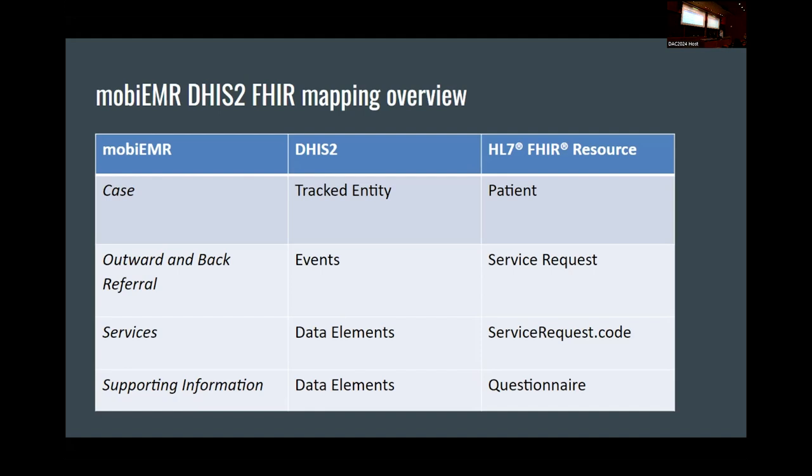In DHIS2, it appears as events within the DHIS2 tracker. In FHIR, it appears as what's called a service request. So this is a kind of mapping: services in DHIS2 are data elements. On our client side, these are just services that somebody is referring to. Of course, in FHIR you have your dictionaries of whatever coding mechanism you're using to refer to services. Supporting information, of course, if you're going to refer somebody, you need to give a background. In DHIS2, those are data elements. In FHIR, we store those as questionnaire resources.